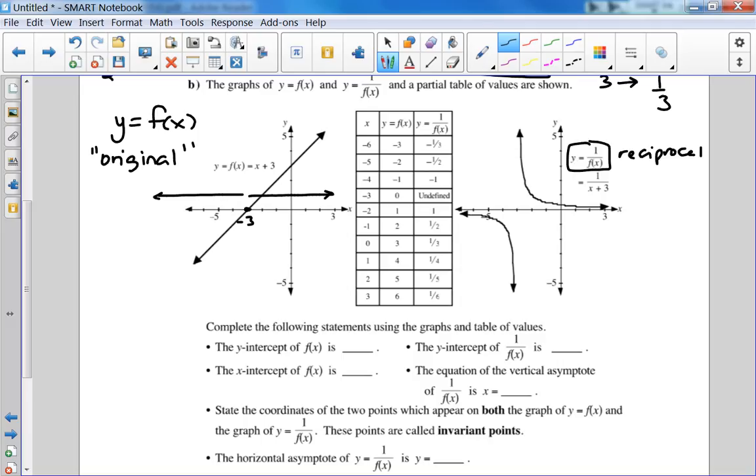Similar. What's up with this one? There's this spot where it wants to deflect away. What is the spot that it's trying to deflect away from? What x value is this? What do you think is happening there? X can't be -3 for the reciprocal. And look at what the table of values says: undefined. So what we do there is draw this vertical line.